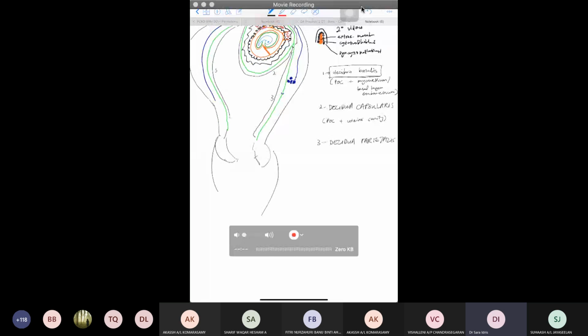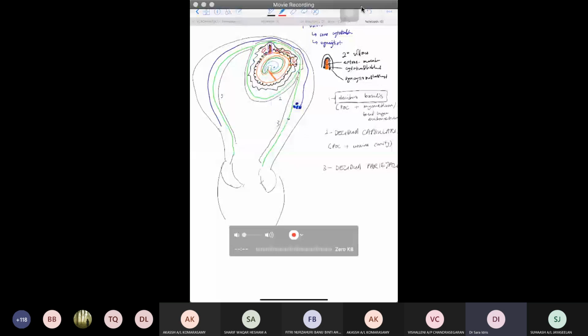Again, if you missed it, if I highlight this decidua in between the product of conceptus and the myometrium, that's known as the decidua basalis. If I highlight this decidua between the product of conceptus and the uterine cavity, this is the decidua capsularis. And then the rest of the decidua that is not near the product of conceptus is your decidua parietalis.